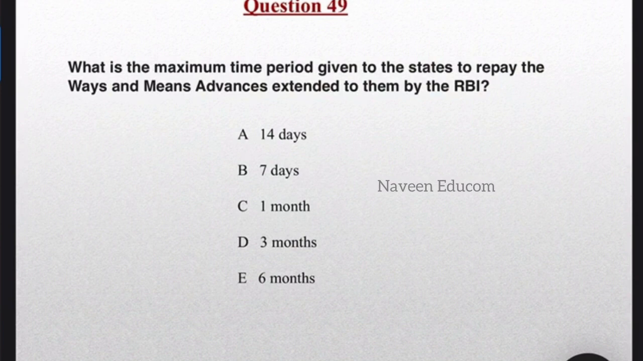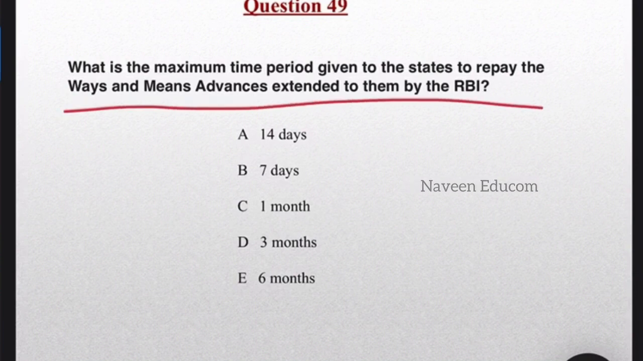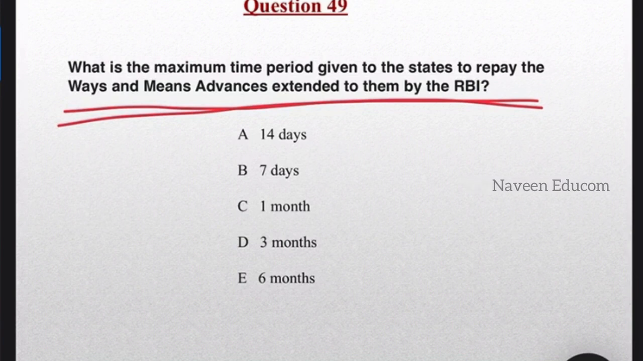What is the maximum time period given to the states to repay the ways and means advances extended to them by the RBI? So you have to know what is ways and means advances. So students, ways and means advances are extended by the Reserve Bank of India to the states in order to help them meet the temporary mismatch in the cash flow. The states can repay the advance within a maximum period of 90 days. There is no such facility given to the central government by the central bank.